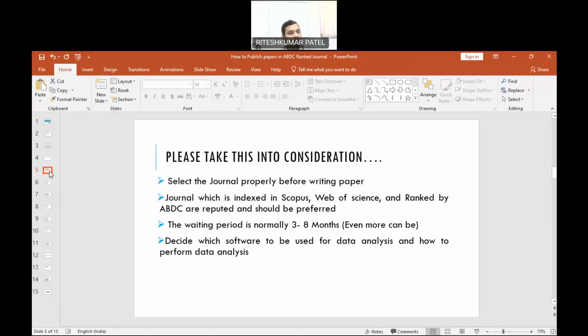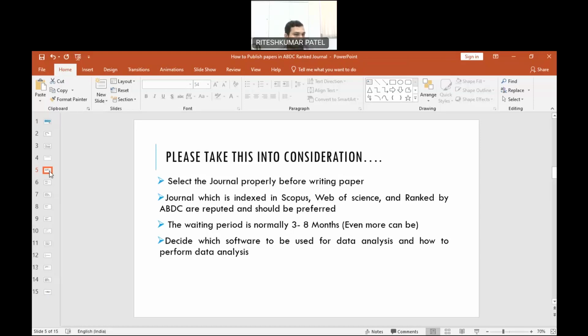And sometimes the topic is such that the reviewer is available, so it can go very easily and it can be manageable as well. But that thing you need to check very carefully when you are applying it in a real application. You need to decide which kind of software you will use for data analysis and how you will perform the data analysis. So you need to check very clearly what kind of software you are going to use for the data analysis and how you are going to perform it.